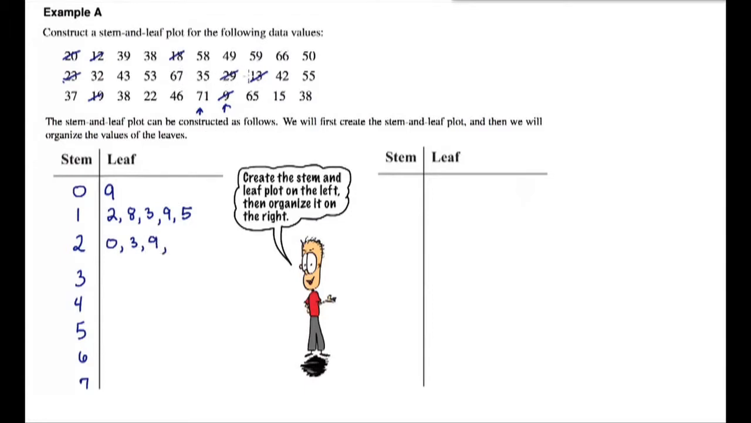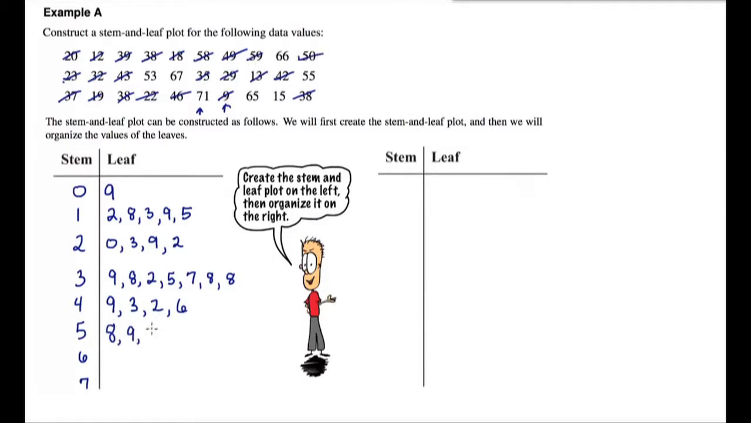So now I'm in the 20s. I'm looking for numbers to put in the leaf, so I got 20, 23, 29, and 22. Now I'm in the 30s, and I'm going to follow this all the way down to the last one. My largest value is 71. So we're organizing the data on the stem and leaf plot to the right. The first one on the left, we're just writing down, sorting it. We'll actually organize it on the plot to the right.